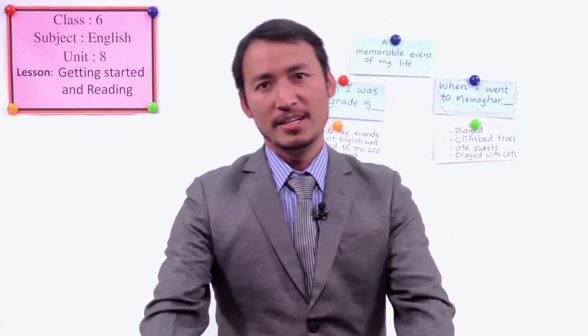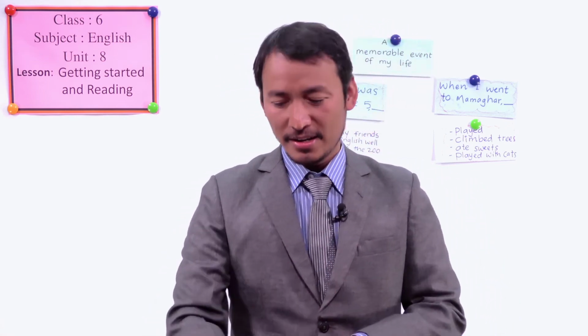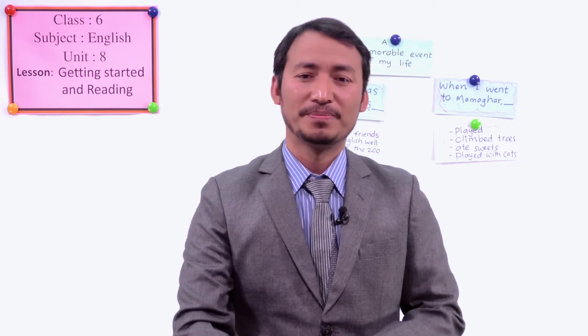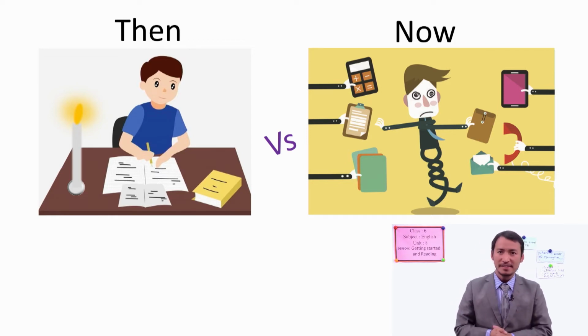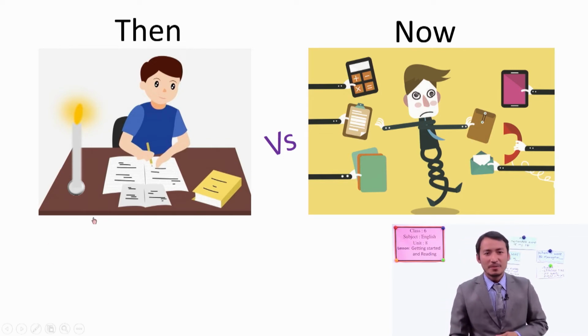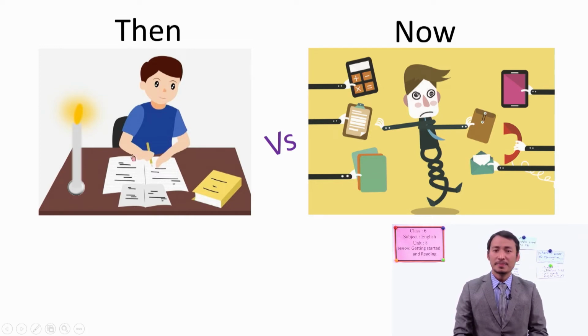And for reading in today's lesson, let's see some pictures. Look at this picture. Can you describe or find out the then and now situation here? Look at the first picture. Here you see a boy like you. He is writing, he is reading. There is a candlelight, and he is writing with a pencil or ink pen.